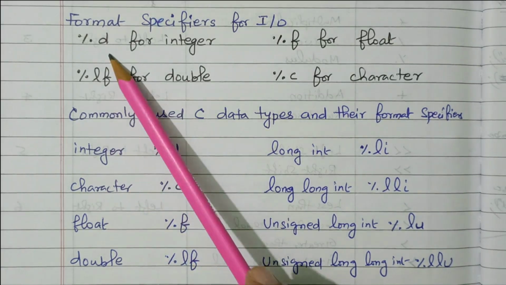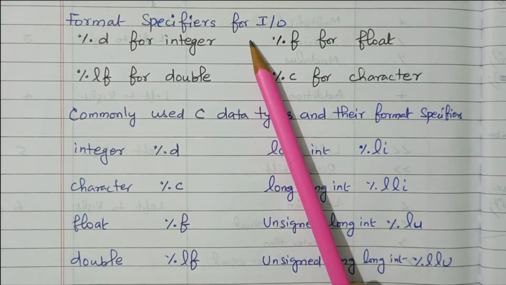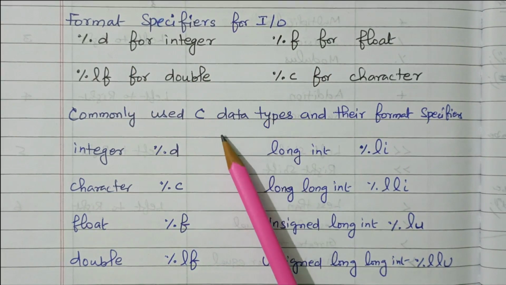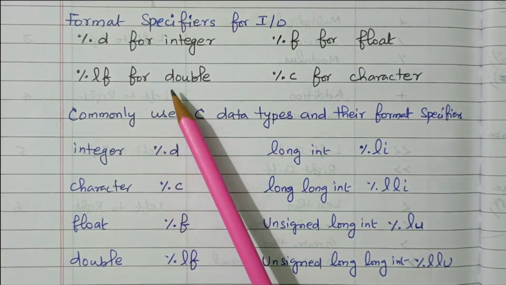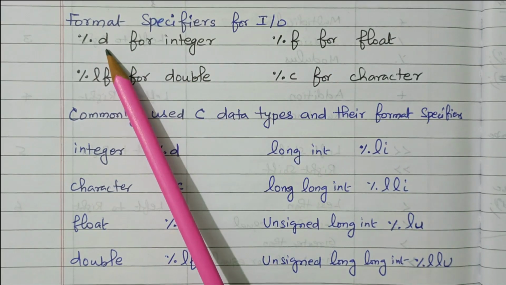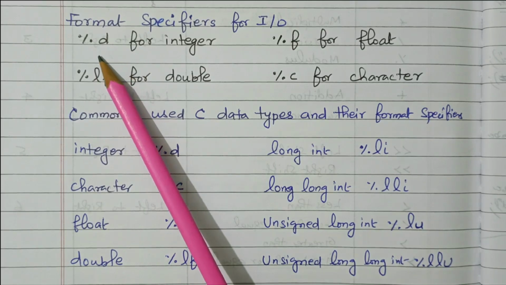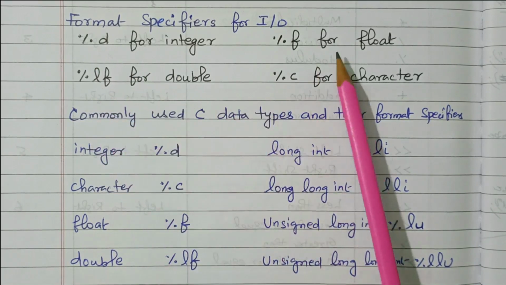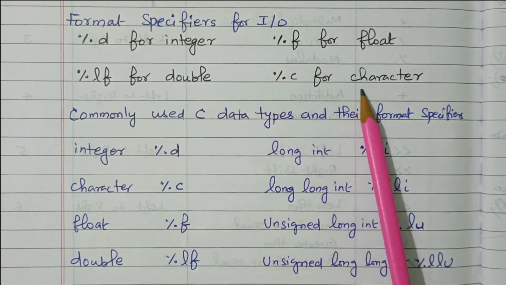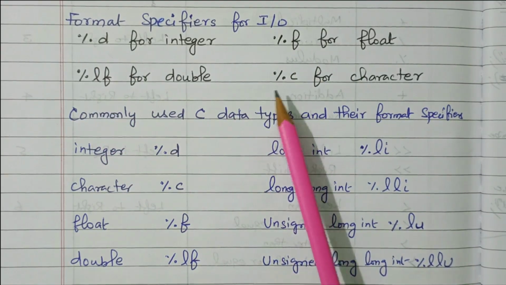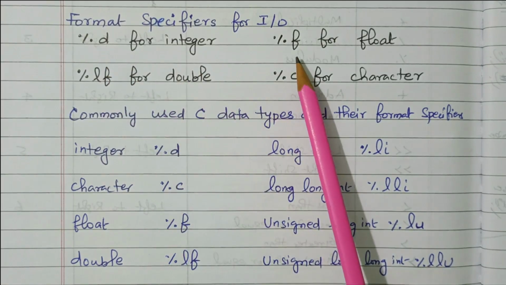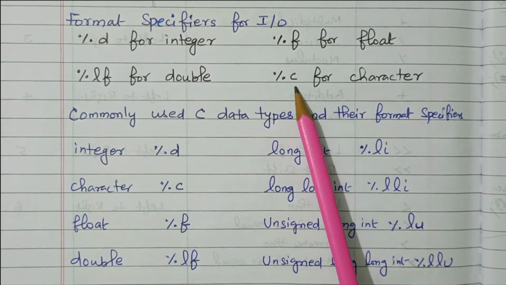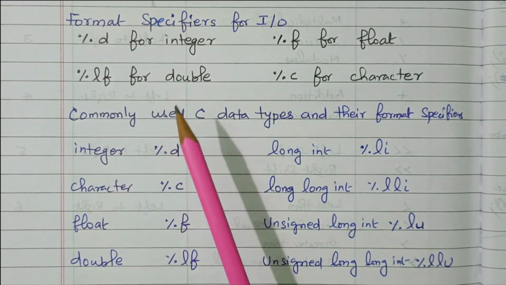The format specifier for IO functions. Majorly there are 4 types available. This is for further divisions. For integer it is %d. Double means %lf. Float means %f. Character means %c. So d for integer, f for float, c for character, lf for double.